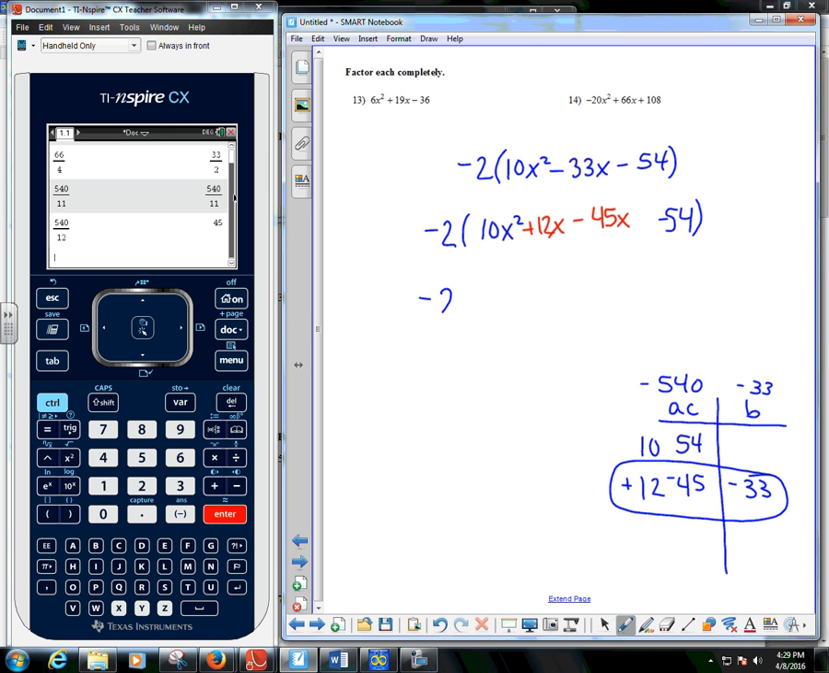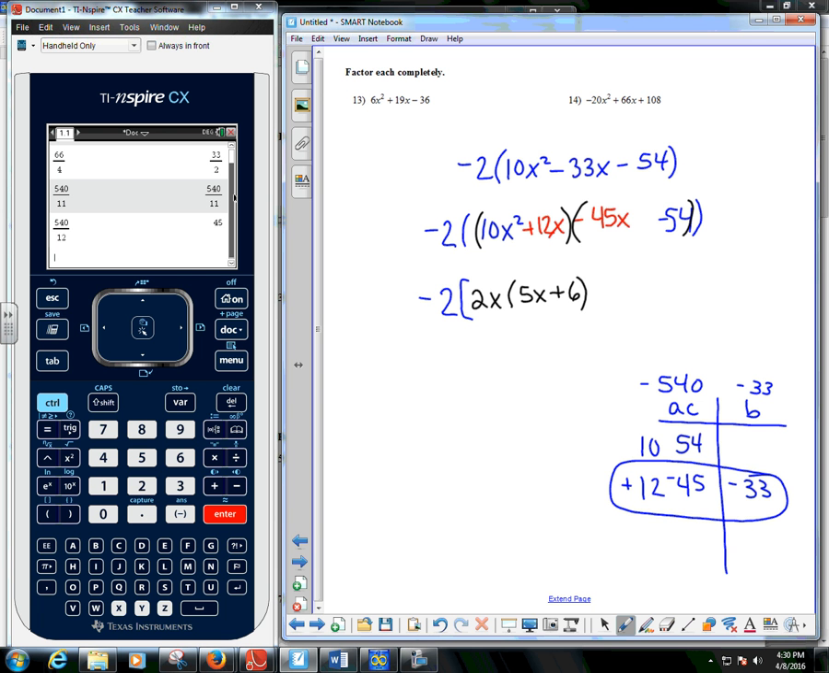So I'm going to bring down the negative 2, and I'm going to factor, so I'm going to put in some parentheses up here. I'm going to put parentheses there and parentheses here. All right, so the biggest common factor for 10x squared and 12x is just 2x. So I'm going to get 2x, and then 2x times what gives me 10x squared? Well, that's going to be 5x. 2x times what is going to give me 12x? That's 6.